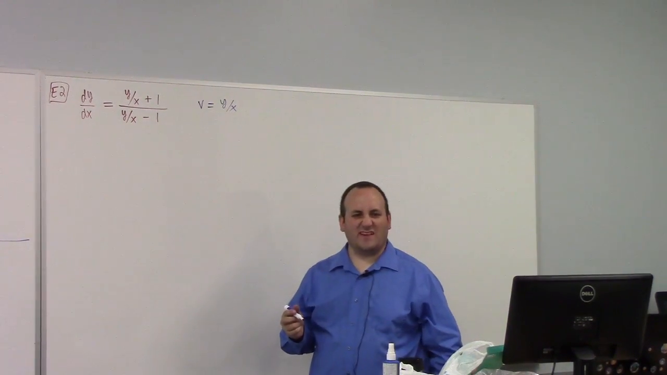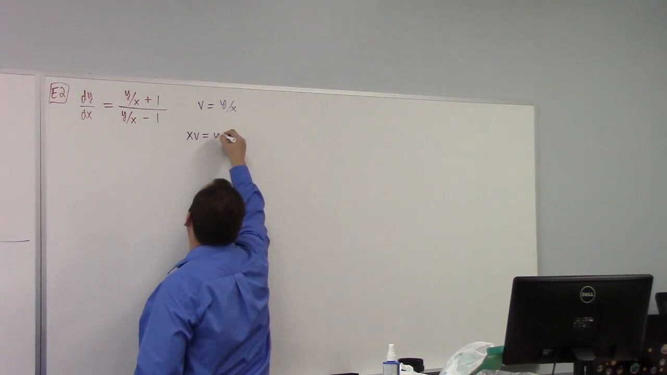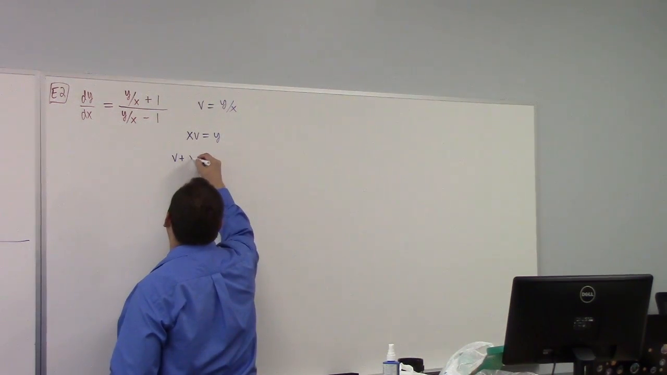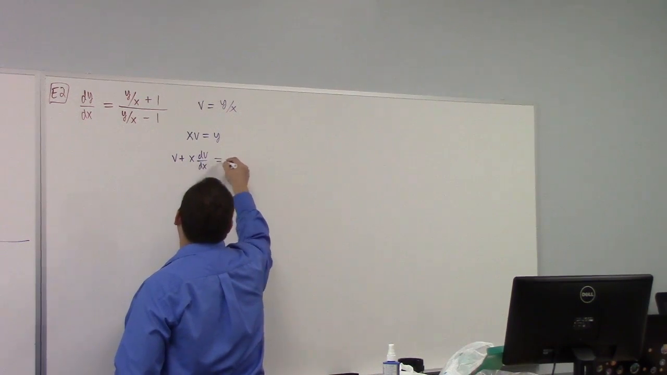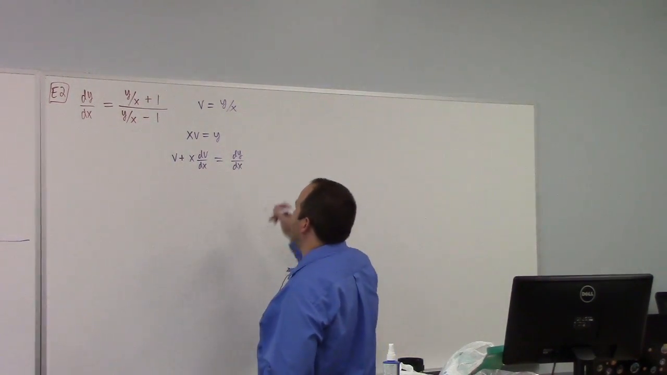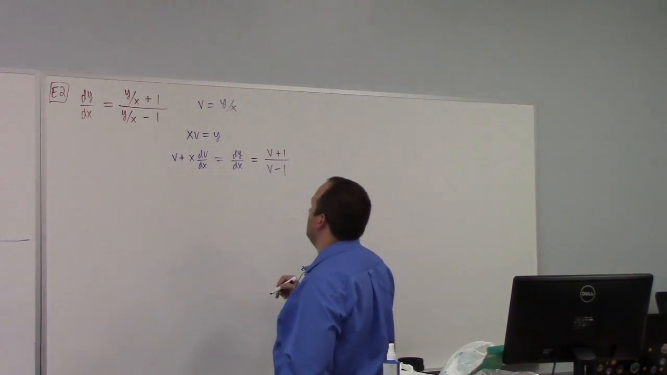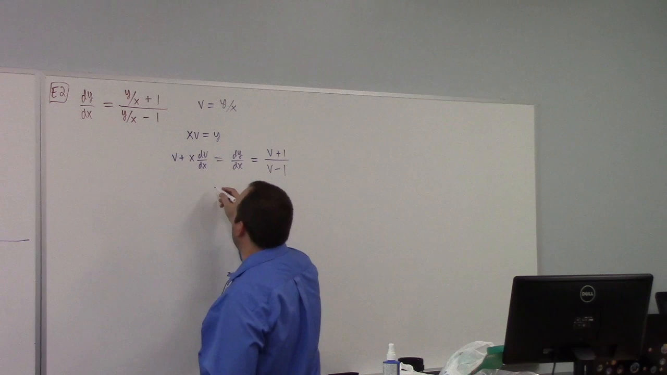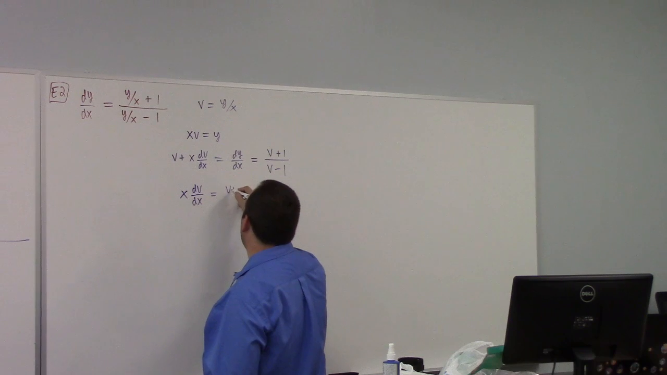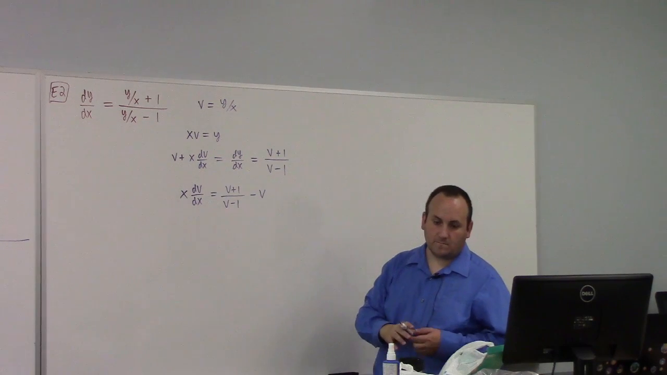I personally like to multiply both sides by x before I do anything. So that gives me v plus x dv/dx equals dy/dx, right? And that's equal to (v plus 1) over (v minus 1), which gets me to where I want to go the fastest, which is that x dv/dx is equal to (v plus 1) over (v minus 1) minus v.